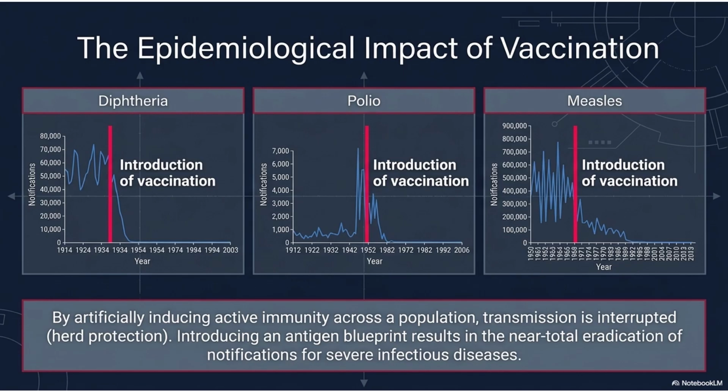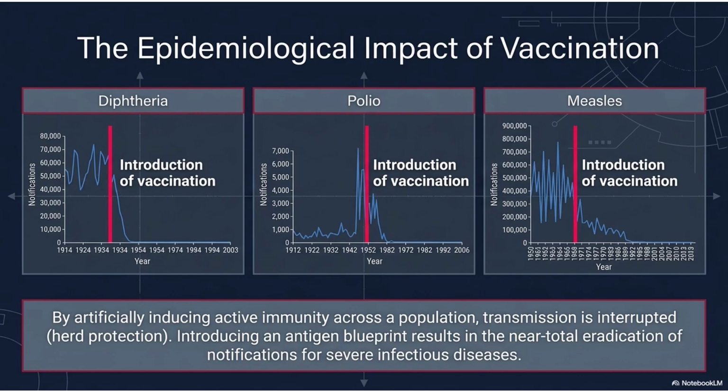It's called herd protection. When you vaccinate enough individuals in a population, the pathogen can no longer find a chain of susceptible hosts to move between. Transmission is interrupted. That means even people who can't be vaccinated, such as newborns or people with weakened immune systems, they're going to be shielded because the disease simply can't circulate.